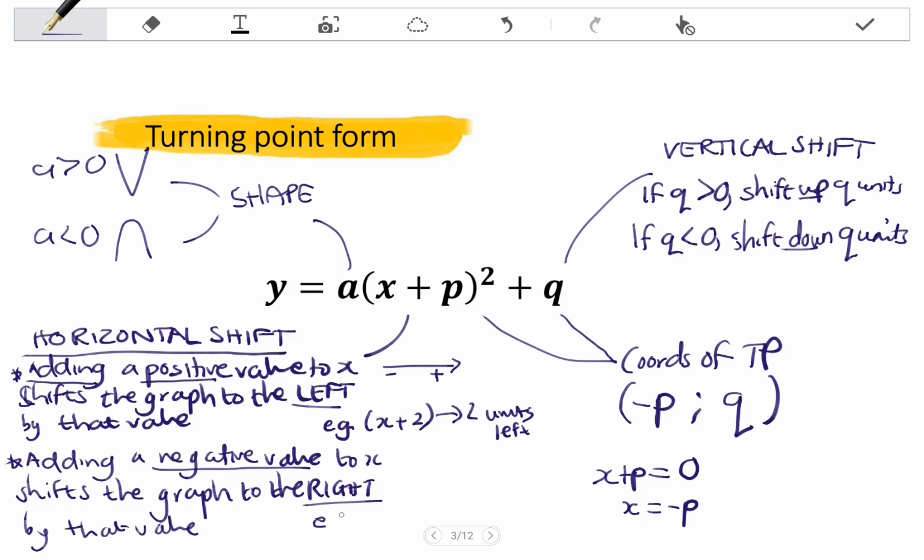Okay, so for example, if I have x and I'm subtracting 3, so adding a negative 3, that means my graph has shifted 3 units right. Okay.